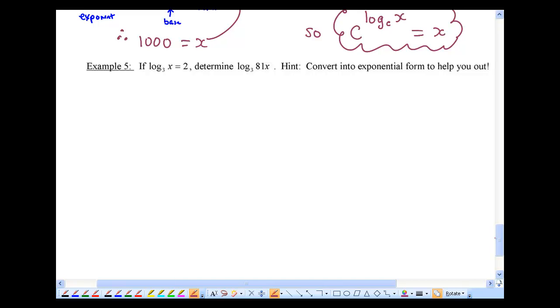Okay. Here I've given you a log, and I'm going to ask you to determine another log. It says convert into exponential form to help you out. So I guess that's a clue. So I'm going to ask you to take this and convert to exponential form. Remember exponential form? Base, which in this case is 3, raised to the power, or the exponent, which is the number on the right-hand side, that's 2, and that equals x. So x in this case is 3 squared.